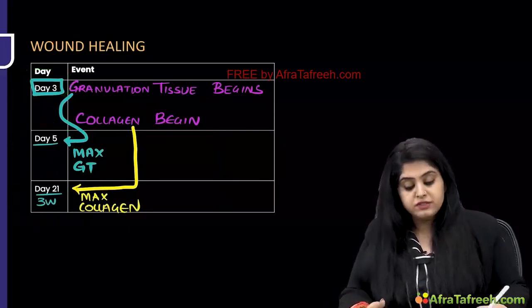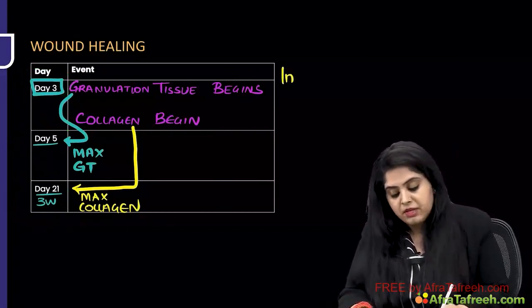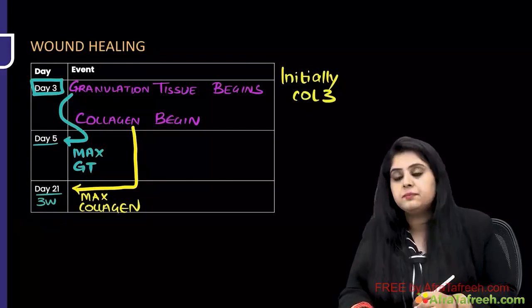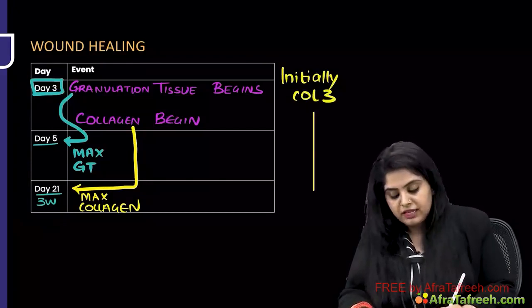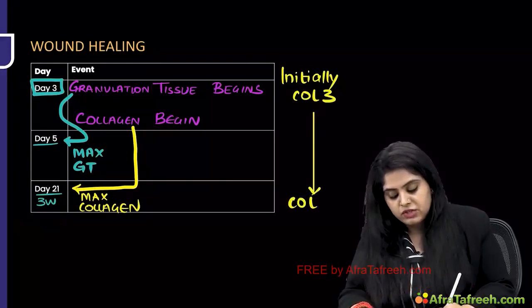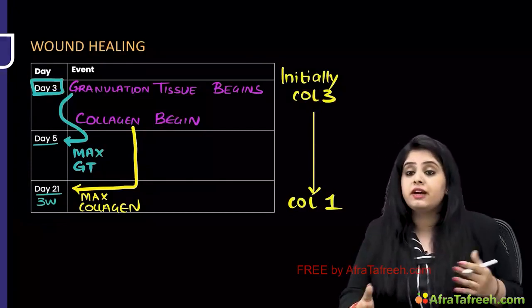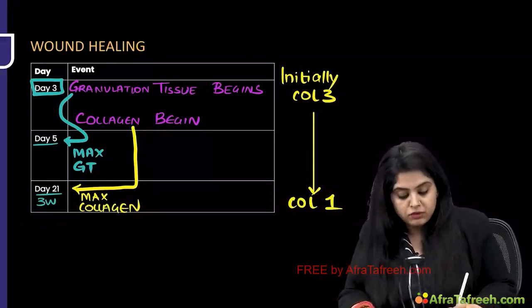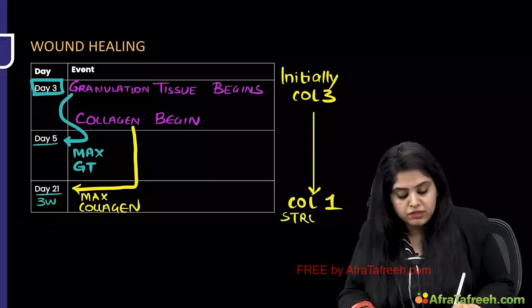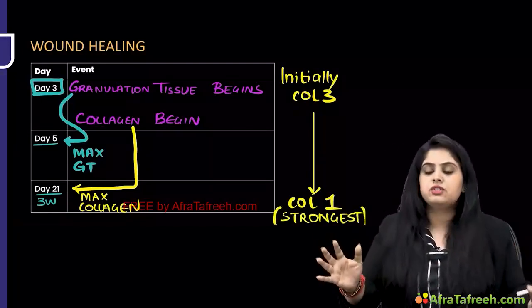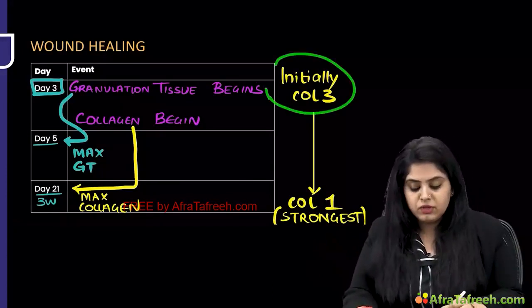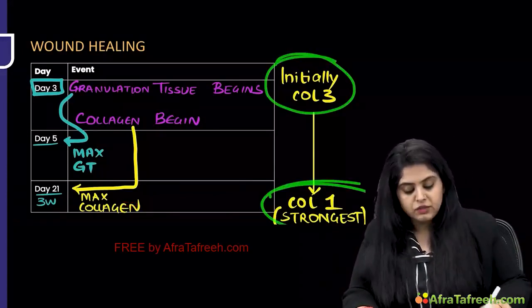What is the change in collagen? Please remember, initially the collagen that is there is collagen type 3. And at the end of this entire process, the collagen that it changes to is collagen type 1. Why does this change happen? Because collagen type 1 is the strongest collagen that we have. My body says, I want the strongest collagen. So in the starting it was collagen type 3, and in the end it is collagen type 1.